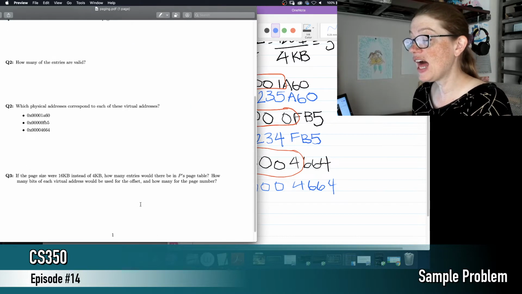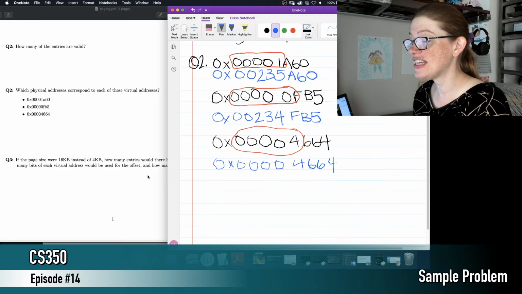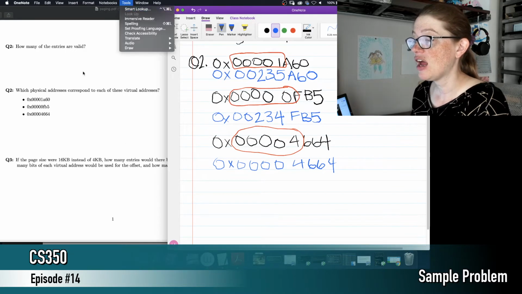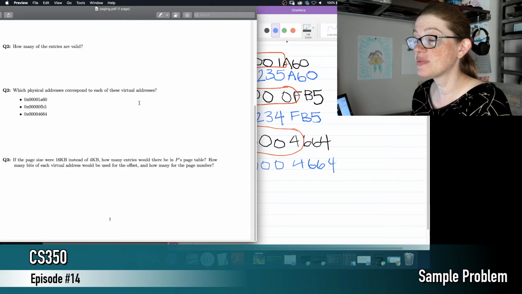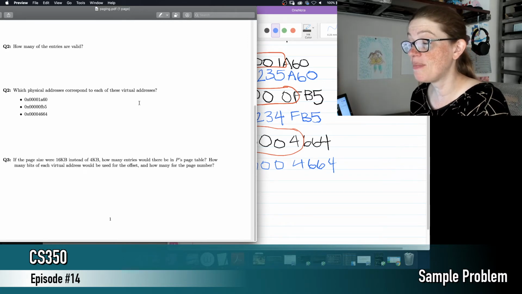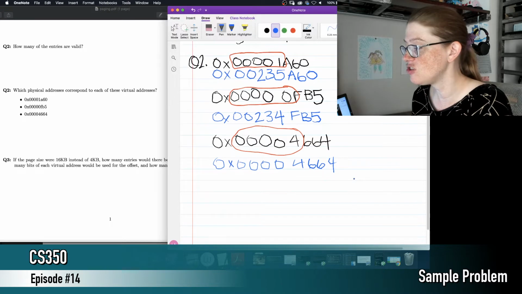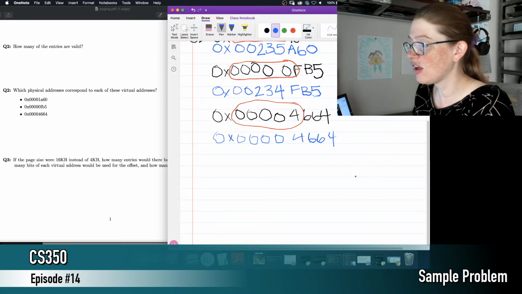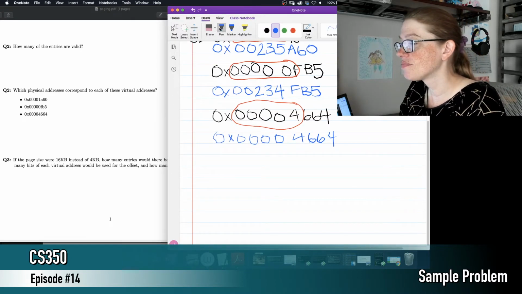All right, now the last question is asking: if the page size was 16 kilobytes instead of 4 kilobytes, how many entries would be in the page table, how many bits would be used for the page offset, and how many would be used for the page number? So let's take a look at that.